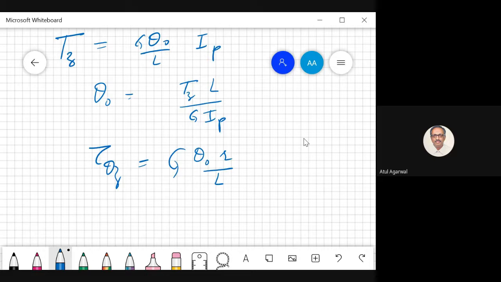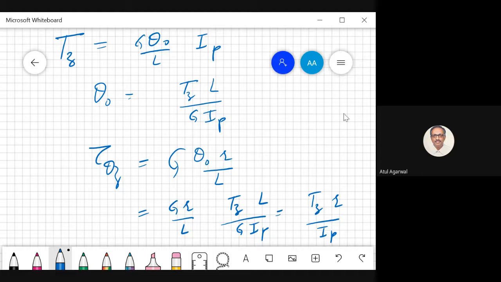Now you put in the value of theta naught which you found. So you get G R by L times external torque L upon G IP. So what do you get? You see G cancels with G, L cancels with L. So your shear stress at any point is a function of external torque into R upon IP.